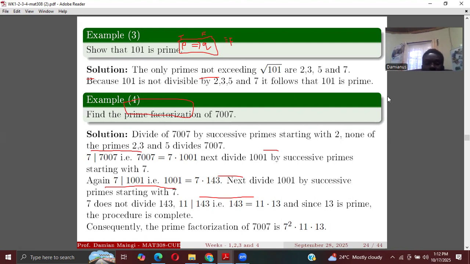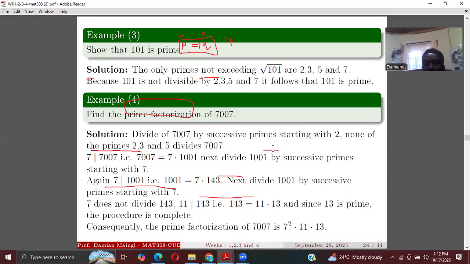That's basically it. Then you can also find the prime factorization of a number. So in this case, you are talking about 7,007. You divide 7,007 by successive primes, starting with the smallest as you go up. So starting with 2, 3, and 5: 2 does not divide 7007, 3 does not divide 7007, 5 does not divide 7007. So the next prime would be 7. So 7007 divided by 7 gives you 7 times 1001.